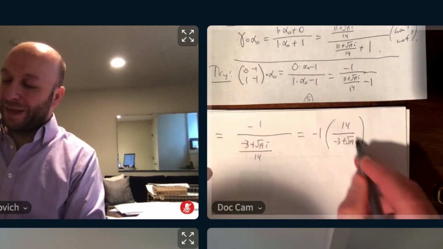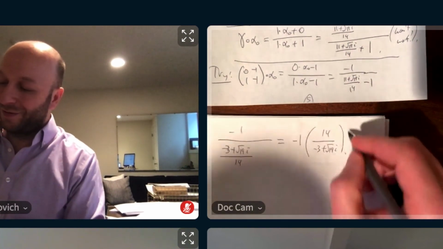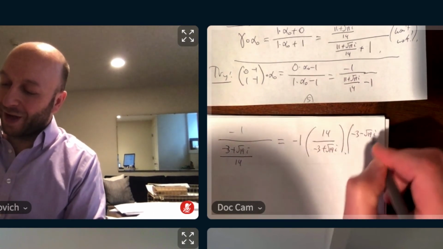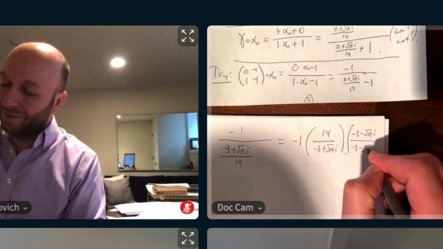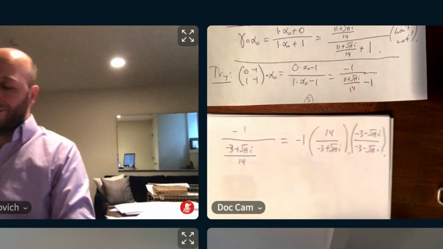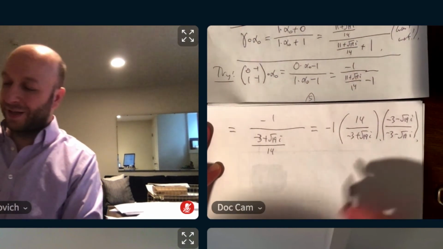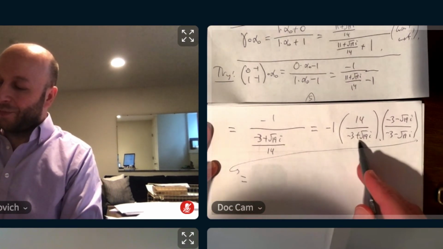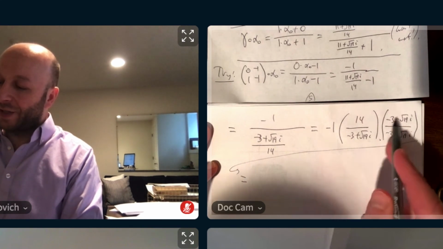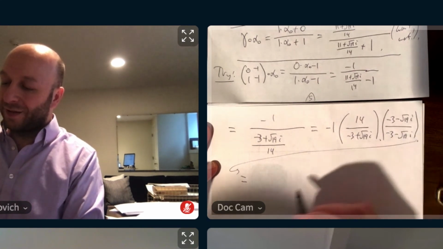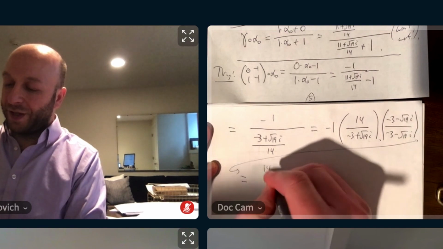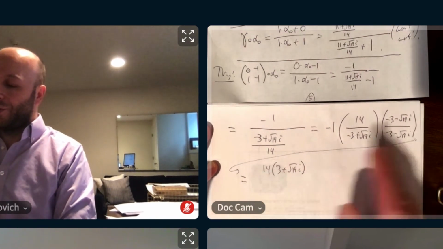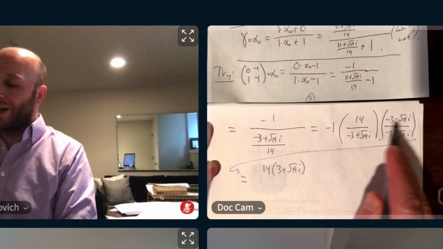Now I have this funny thing in the denominator. What am I going to do? I will obviously multiply top and bottom by the conjugate. What does that come out to? I hope something nice. Right, so I have a negative that's going to multiply both of these. So that gives me a positive. So I have 14 times 3 plus root 19i. That's the new numerator. All I did was bring the minus sign in here.